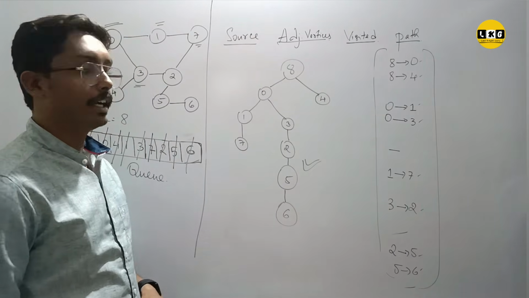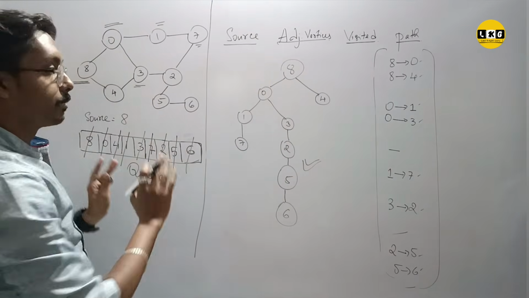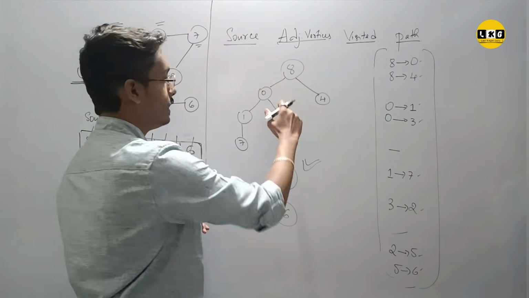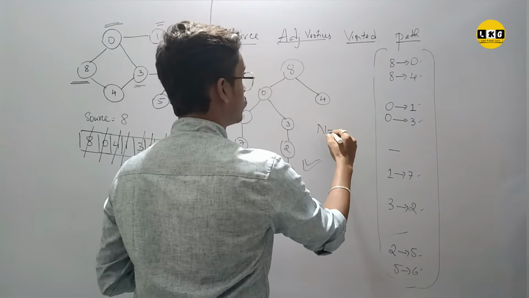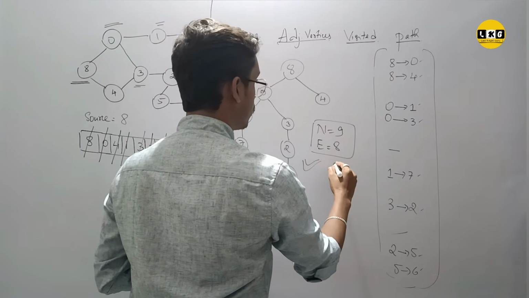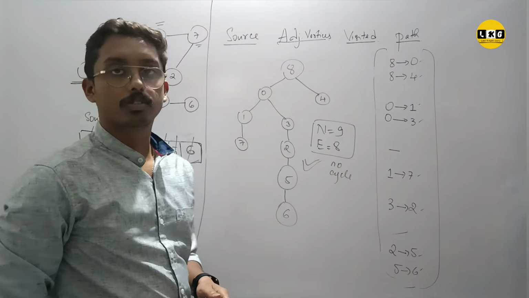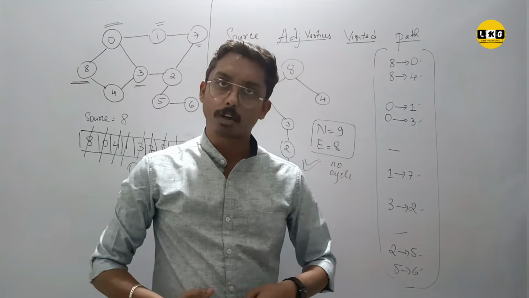So then you will get a spanning tree. How do you know that this is a spanning tree? Because the number of nodes is exactly equal to the number of nodes in the graph, and the edges number 8. So n equals 9, the number of edges equals 8, and there are no cycles here. As you can see, there are no cycles involved. So this was all about BFS.